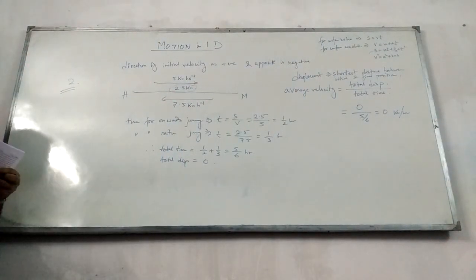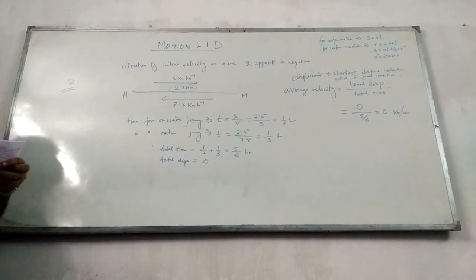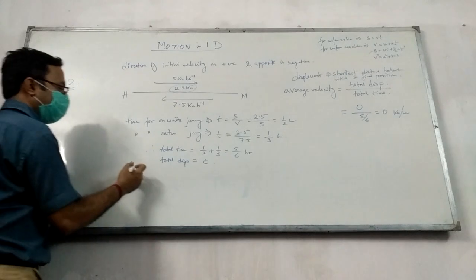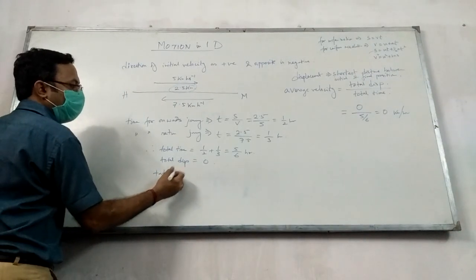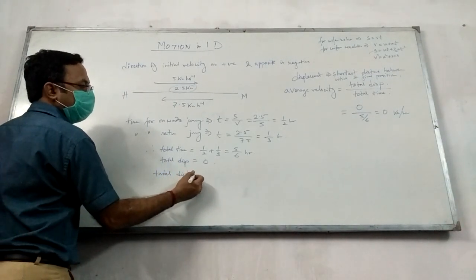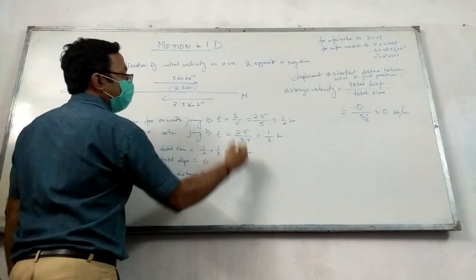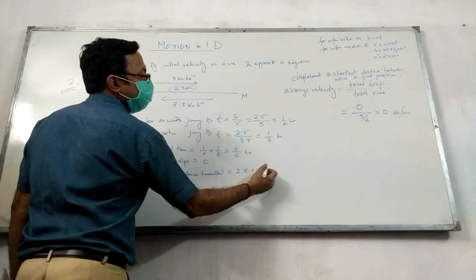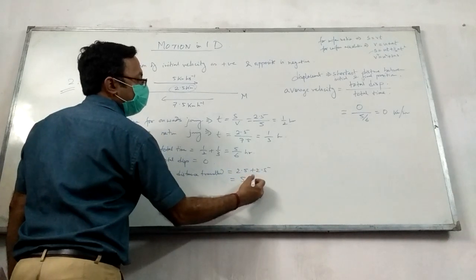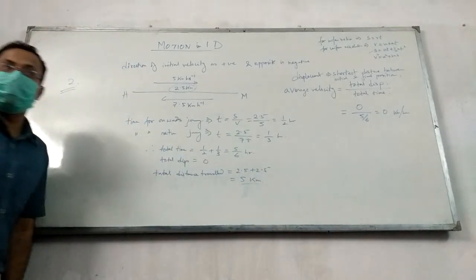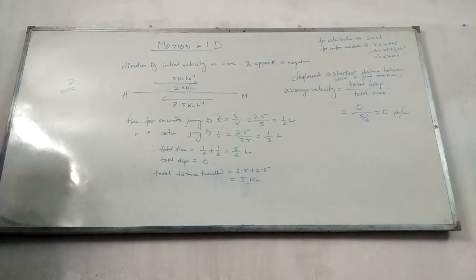Fine. Now the second part, it says average speed of the movement over the interval. Now average speed is not 0. Why? Because total distance traveled is how much? 2.5 plus 2.5, that is 5 kilometers. You understand this? Total distance traveled is the total length of path in the onward journey and return journey.